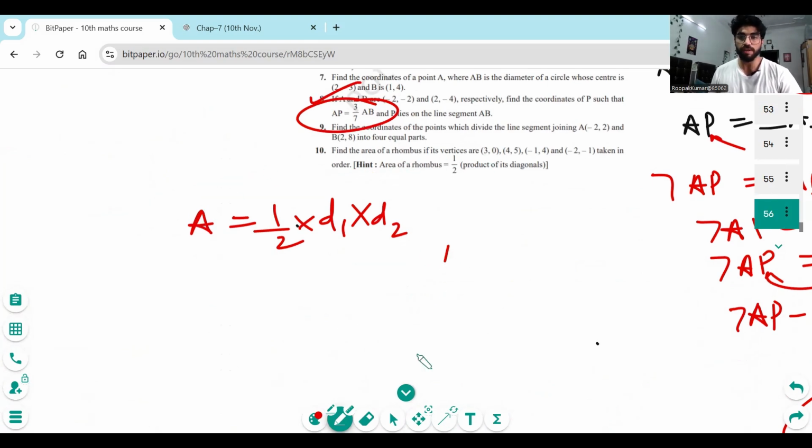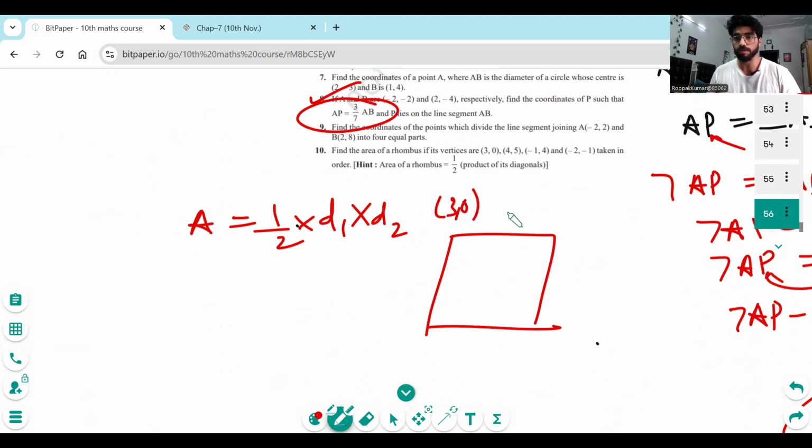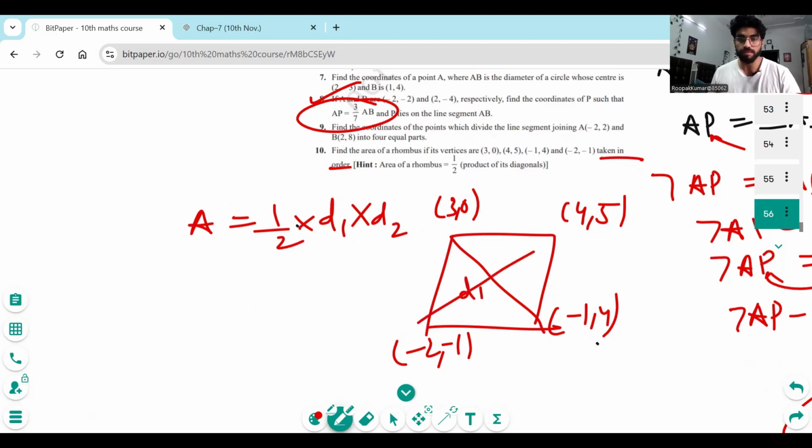Find the area of the rhombus if the vertices are given. All 4 sides of a rhombus are equal. This is 3 comma 0, this 4 comma 5, this minus 1 comma 4, and minus 2 comma minus 1. Make sure you write that in order. 3 comma 0 here, then 4 comma 5 here, then minus 1 comma 4 next to it. This order, because it's taken in order. So this is my D1 and this is my D2. So I'm going to calculate D1 and D2.